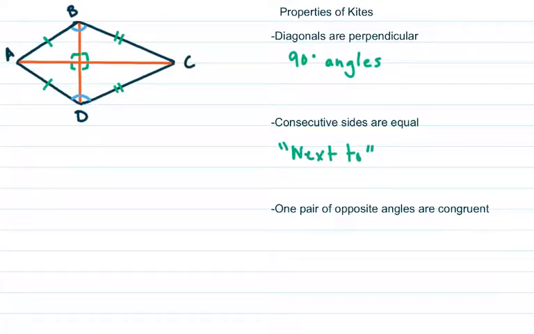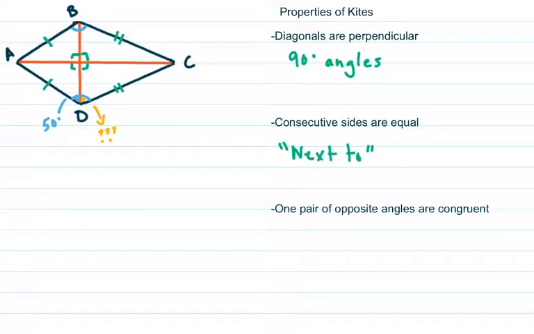The only thing that is different is that the diagonals do not necessarily bisect the angles. So if, for example, this part of D is 50 degrees, that does not mean that the other half of D, so this half, is also 50 degrees. It could be something else.